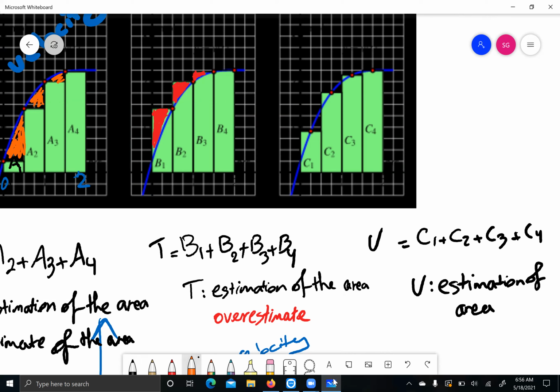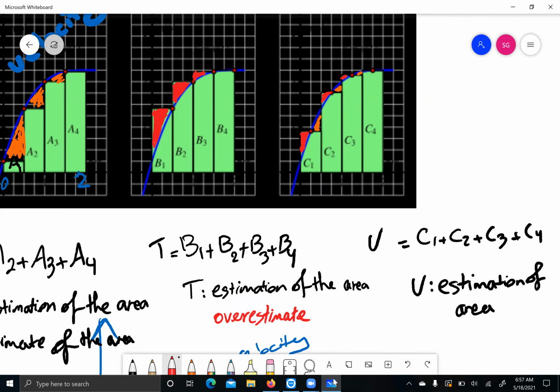Why? Because yes, it misses some part here, but it also adds some extra value. So it balances. For some part, it misses something from the real area, but in another place, it adds extra area. So it's a balance between losing and gaining area. Look at here. It misses some part here, but also it adds some part here. So it's balanced. Same thing here. It misses some part, but it also adds some part.